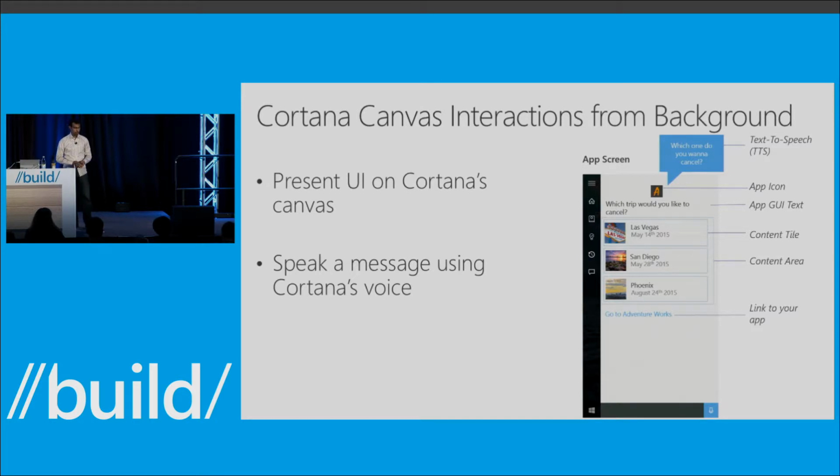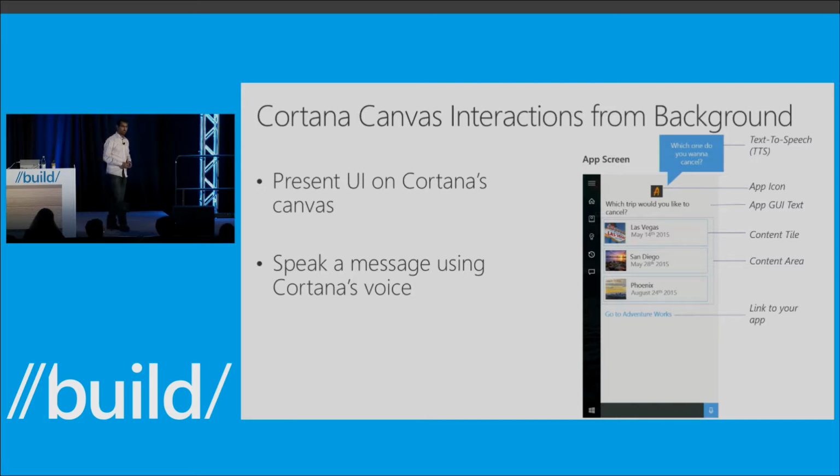So what sort of canvas interactions can you do from that background task when you call those various APIs? The image here shows the set of interactions that are possible. You'll see that Cortana says something to the user, Cortana shows a string of text to the user, and Cortana shows some content to the user. Now note that what she says to the user can be different from what is printed on the line. And usually what she's saying is a bit more colloquial. So in this example, you'll see Cortana saying, which one do you want to cancel, instead of which one do you want to cancel. So that sounds a bit more natural when she's doing text-to-speech on that string.